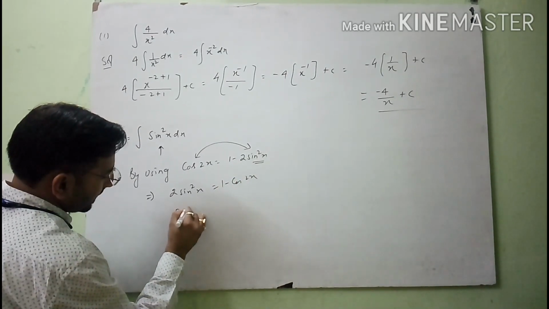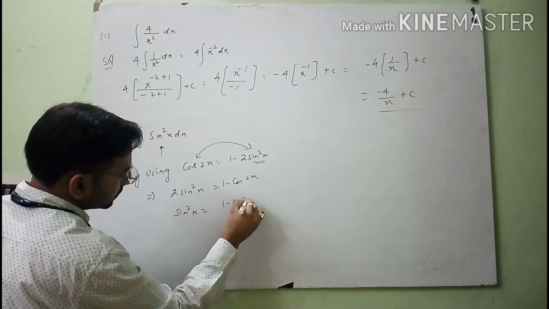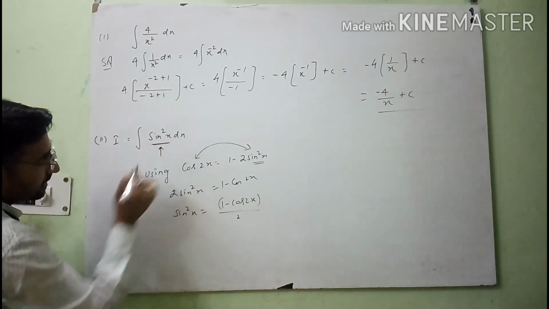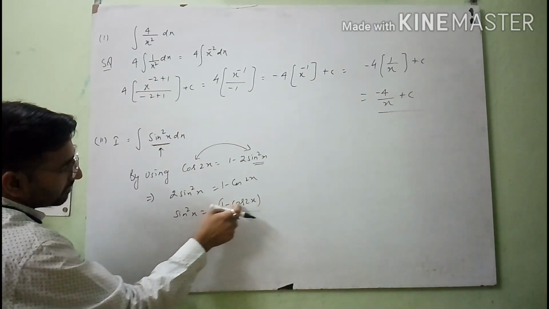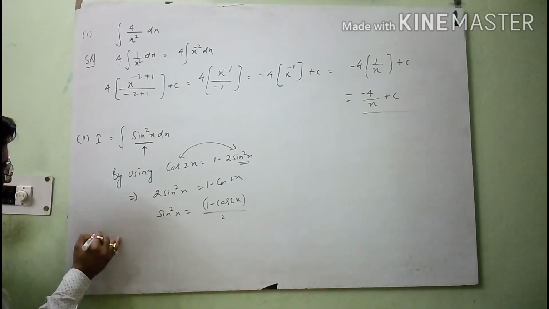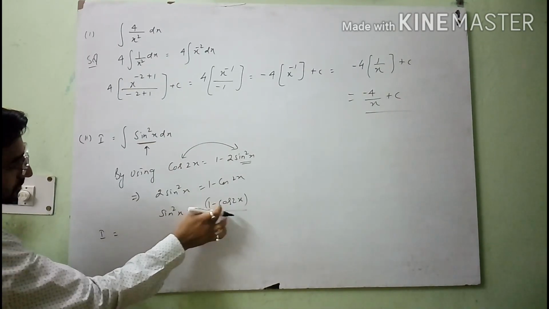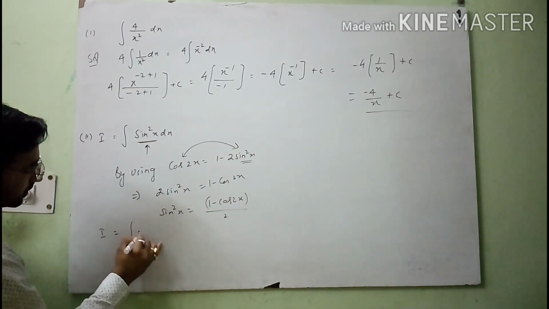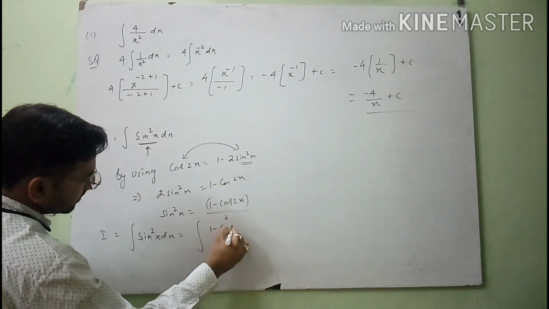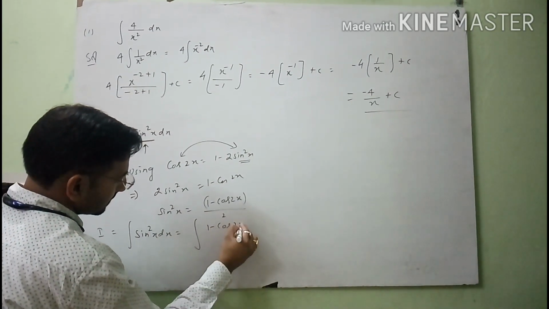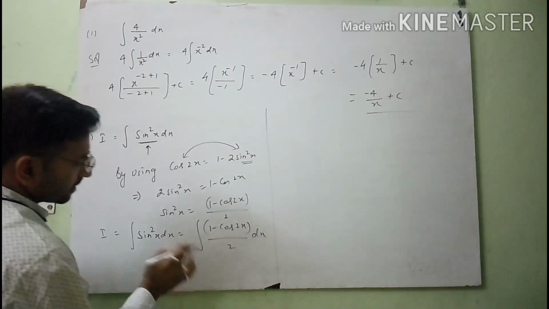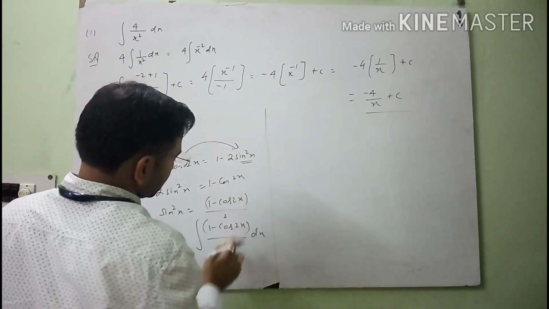So sin square x is equal to 1 minus cos 2x over 2. I will substitute here the value of sin square x, which is 1 minus cos 2x upon 2, using the substitution formula. So your integration function sin square x dx is now written as 1 minus cos 2x over 2. And you know that 1 over 2 will come outside because it is a constant.